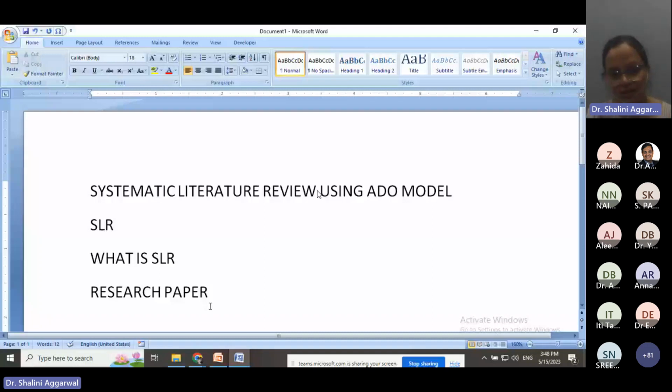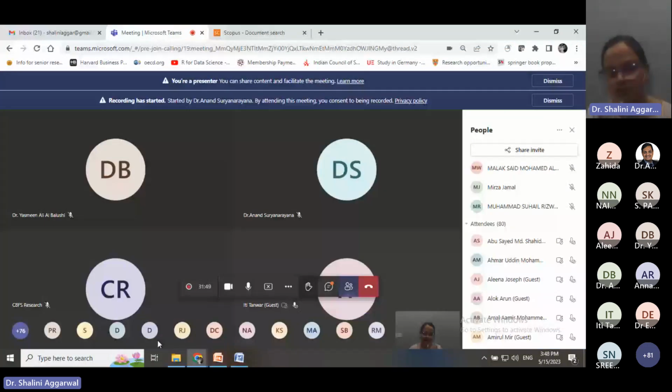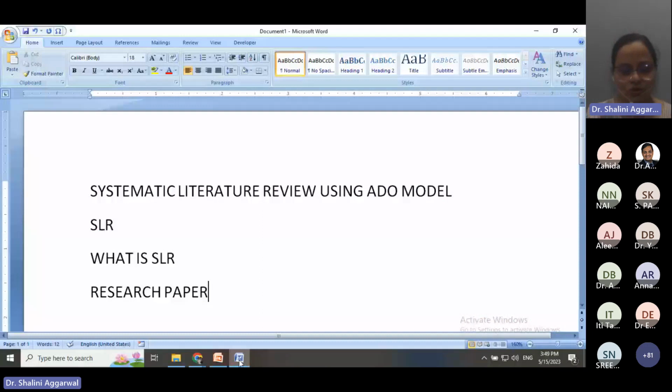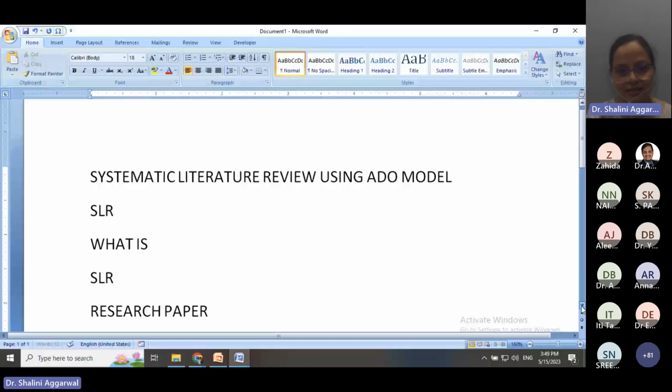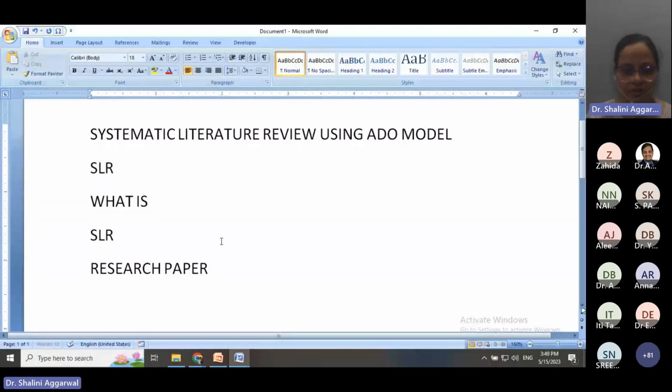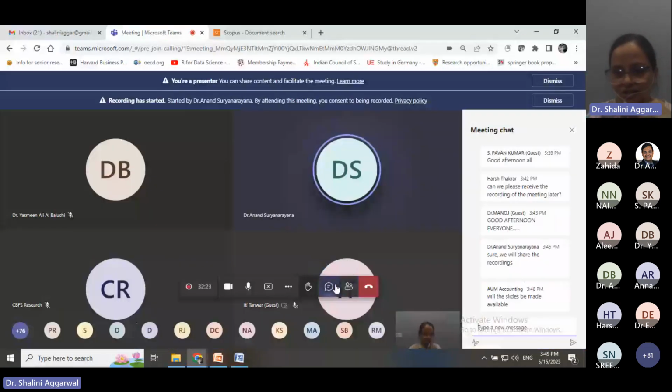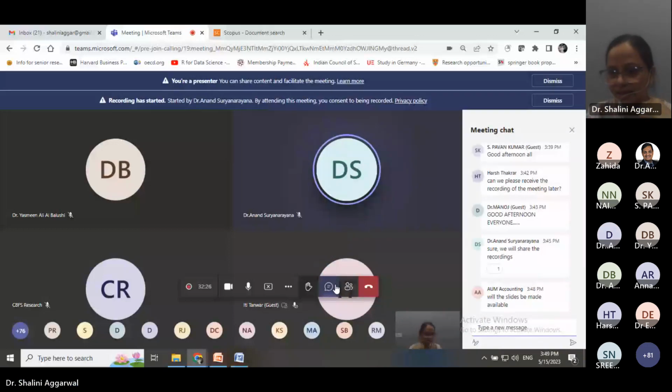When I am delivering a guest lecture, I like to have an interaction with the people. Is that okay, Dr. Anand? Yeah, okay. So anybody here, please tell me what is the difference between the SLR, that is the systematic literature review, and the research paper? Anybody who can tell me the difference between the two? They can only message, they are not allowed to speak. Okay, fine, that is okay. I can see the chat box as well. Yes, the slides will be made available. Definitely, I'll do that.